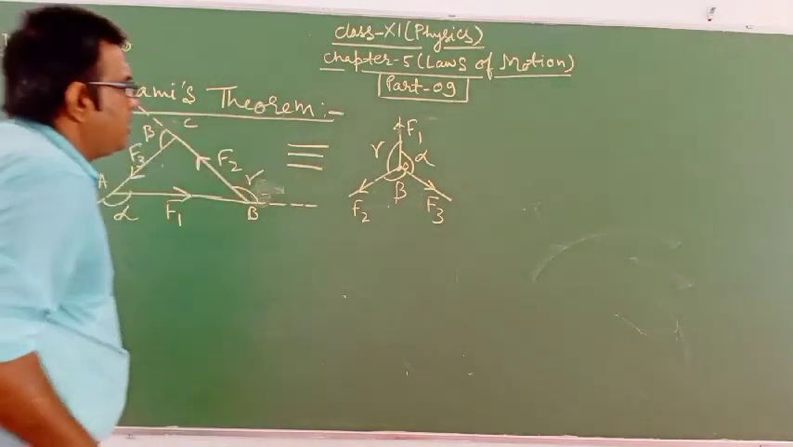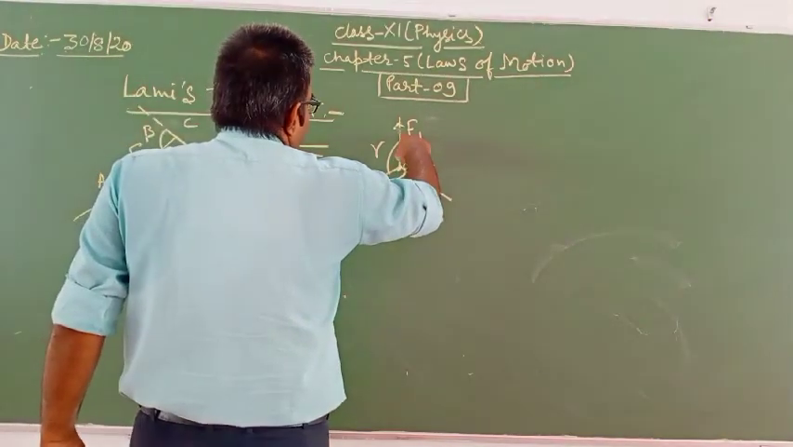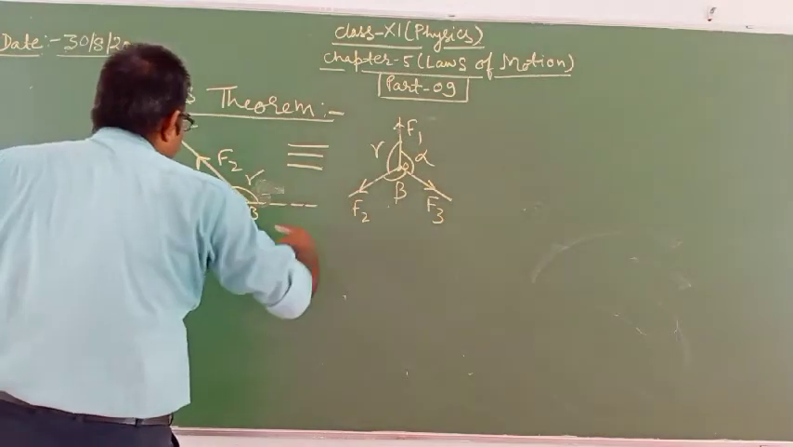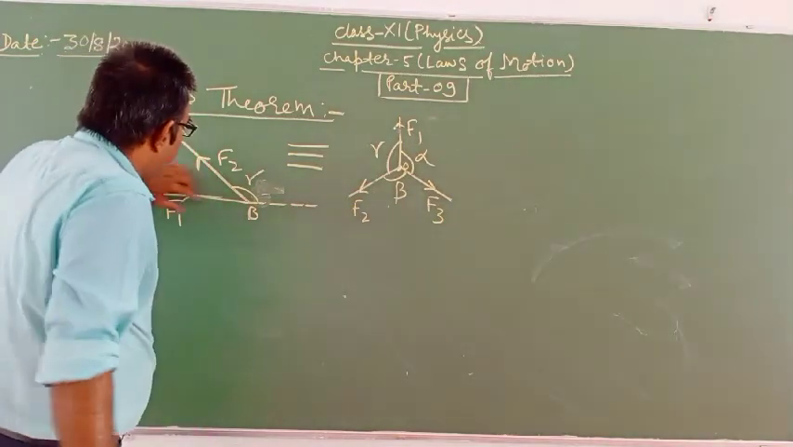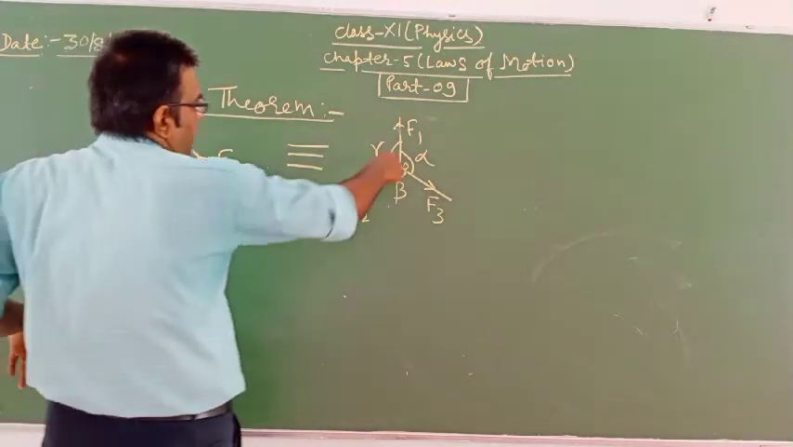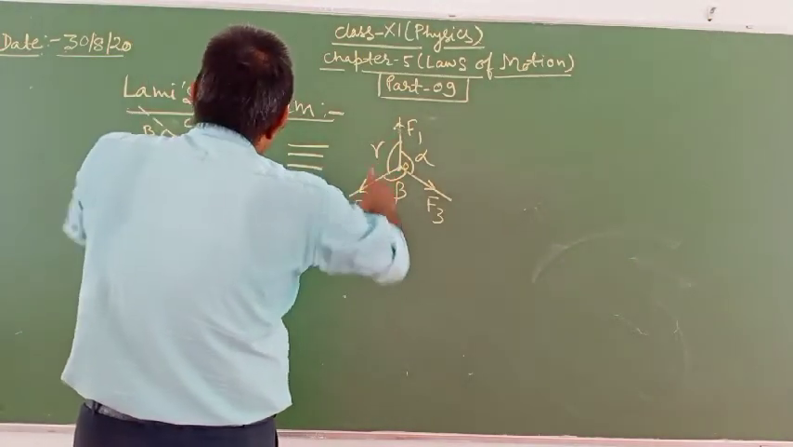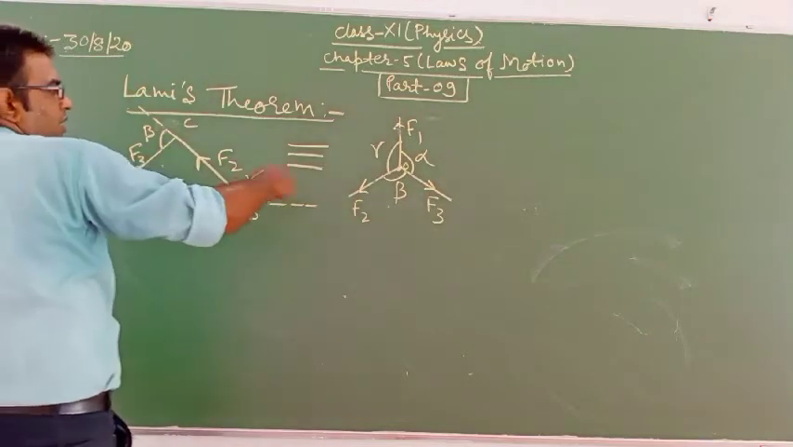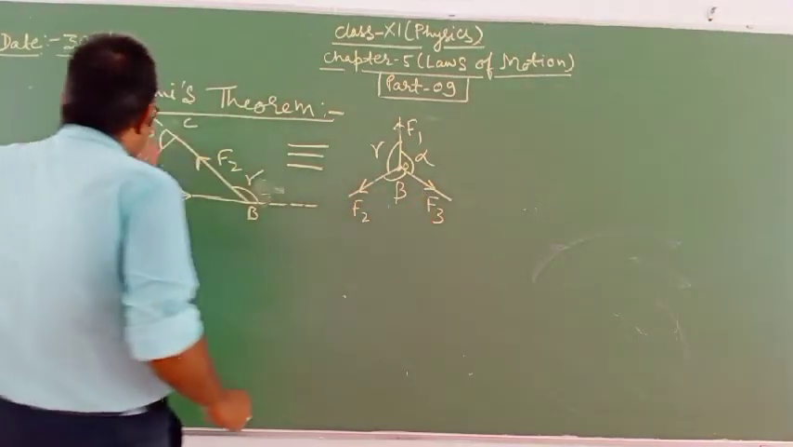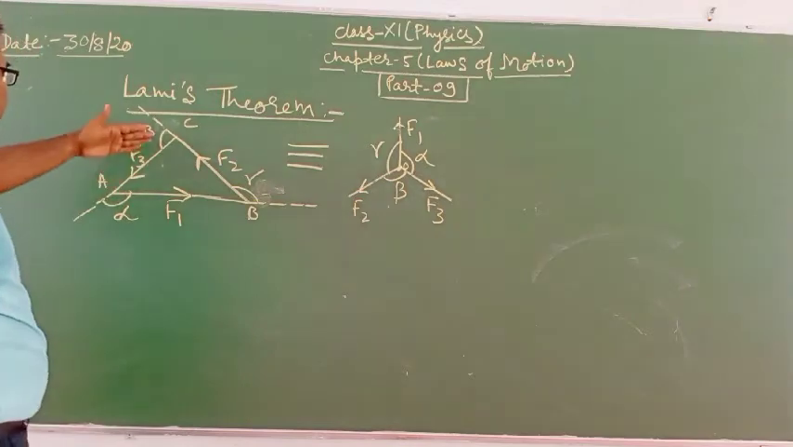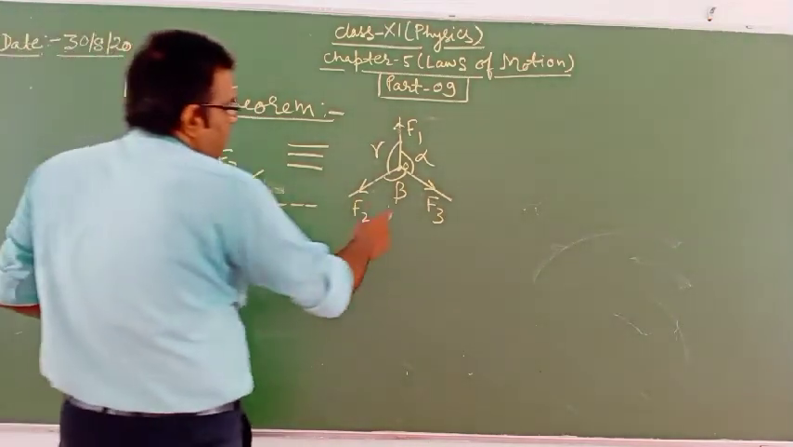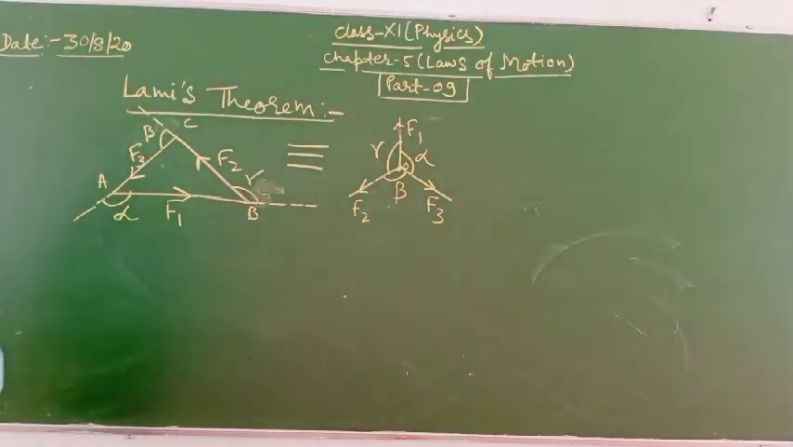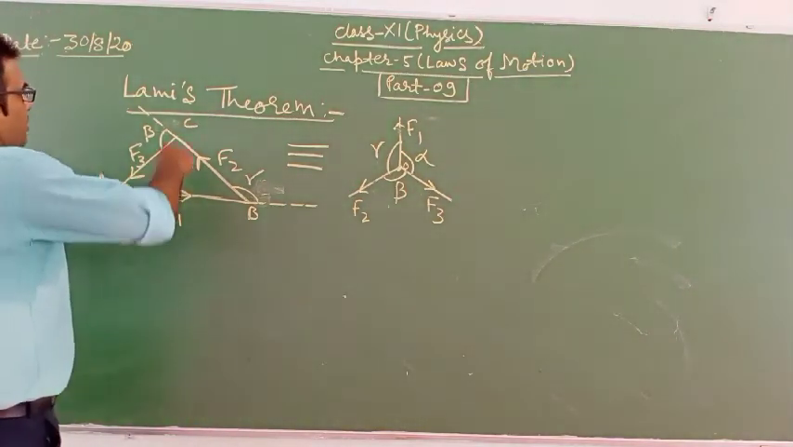Look at the diagram. The angle between F1 and F2 is gamma. The angle between F2 and F3 is beta. And the angle between F3 and F1 is alpha. Clear, students?